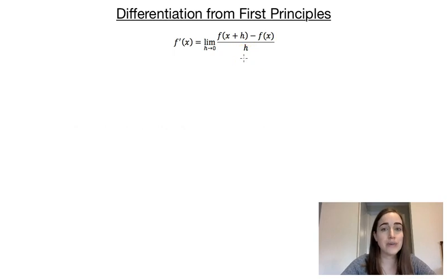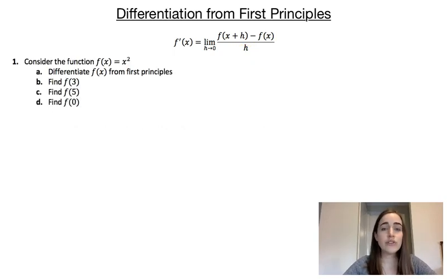Alright, so let's have a look at some examples. Our first example asks us to look at the function y equals x squared. We want to differentiate it from first principles, and then we want to find the value of the derivative. All of these should have primes on them, so it should be f'(3), f'(5), and f'(0). We want to find the value of the derivative at those three x values.